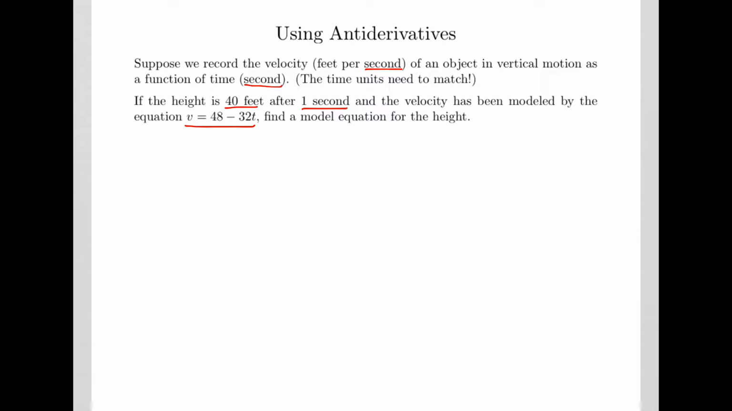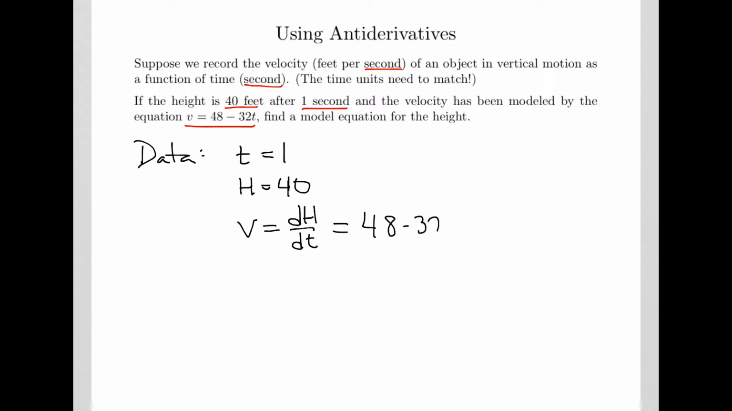All right, let's summarize what we have. I've got some data: when the time is 1, our height is 40. And we also know the velocity, here's an extra piece of information. We're now responsible to know that the rate of change of height, the derivative, is equal to 48 minus 32t.